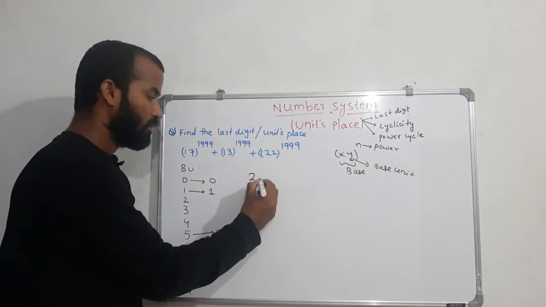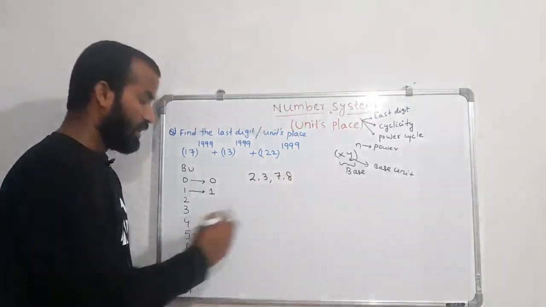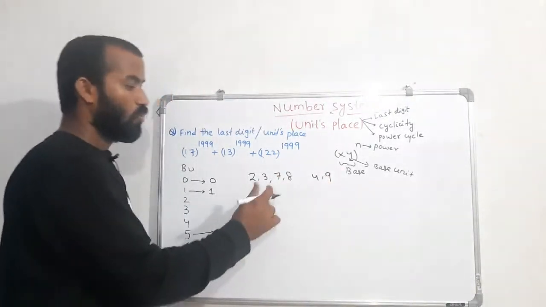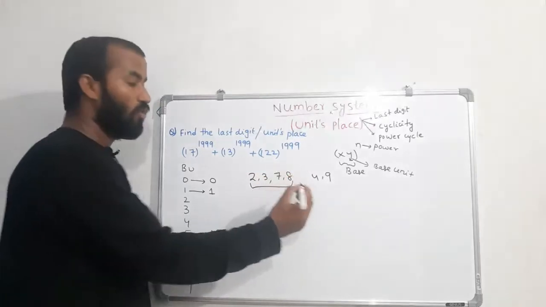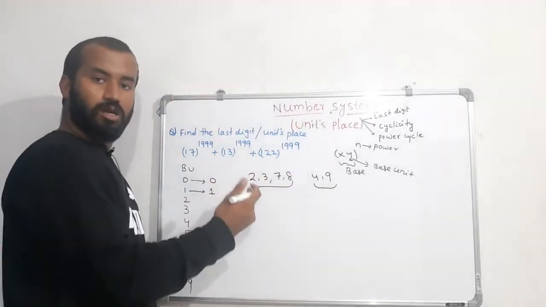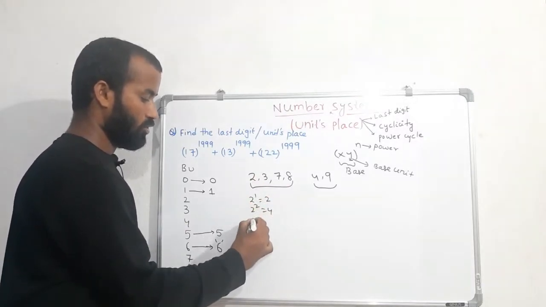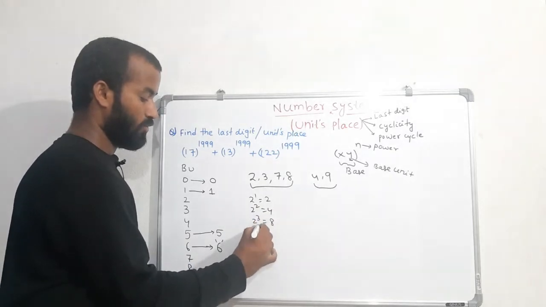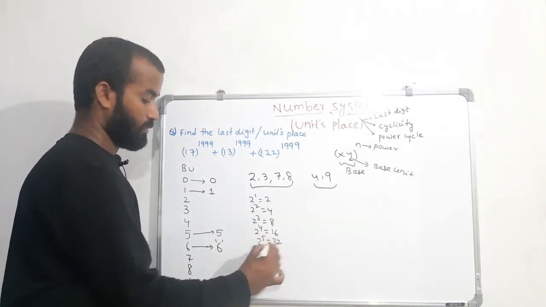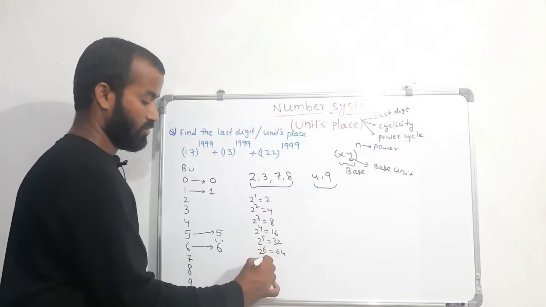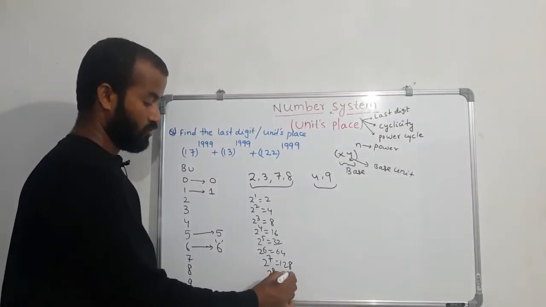What all is remaining? 2, 3, 7, 8 and 4, 9. Why am I dividing like this? I am dividing into two groups: 2, 3, 7, 8, and 4, 9. Just observe here. 2 power 1 is 2, 2 power 2 is 4, 2 power 3 is 8, 2 power 4 is 16, 2 power 5 is 32, 2 power 6 is 64, 2 power 7 is 128, 2 power 8 is 256.